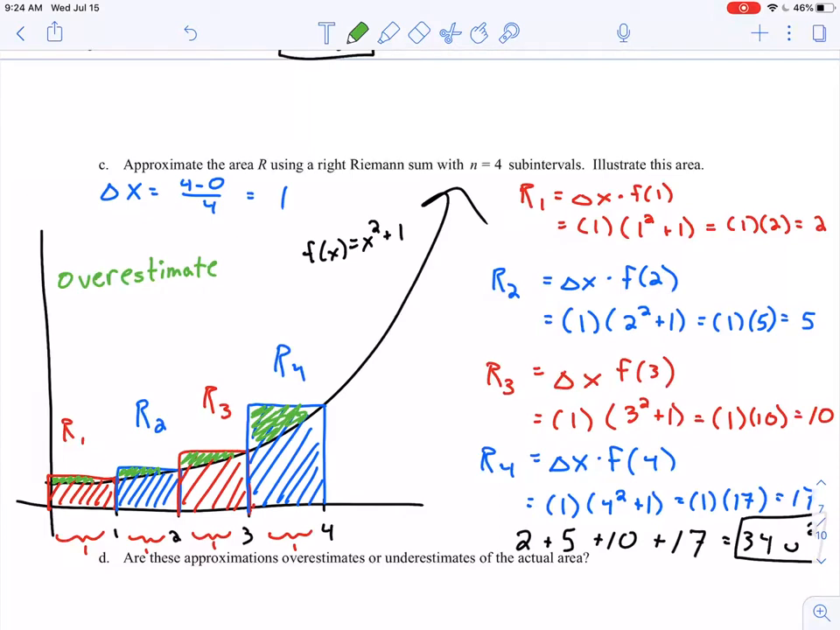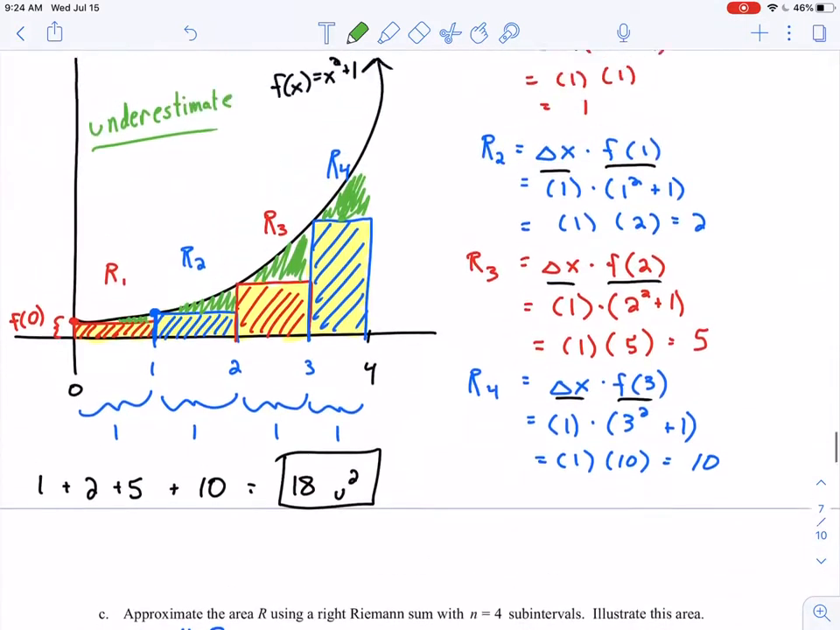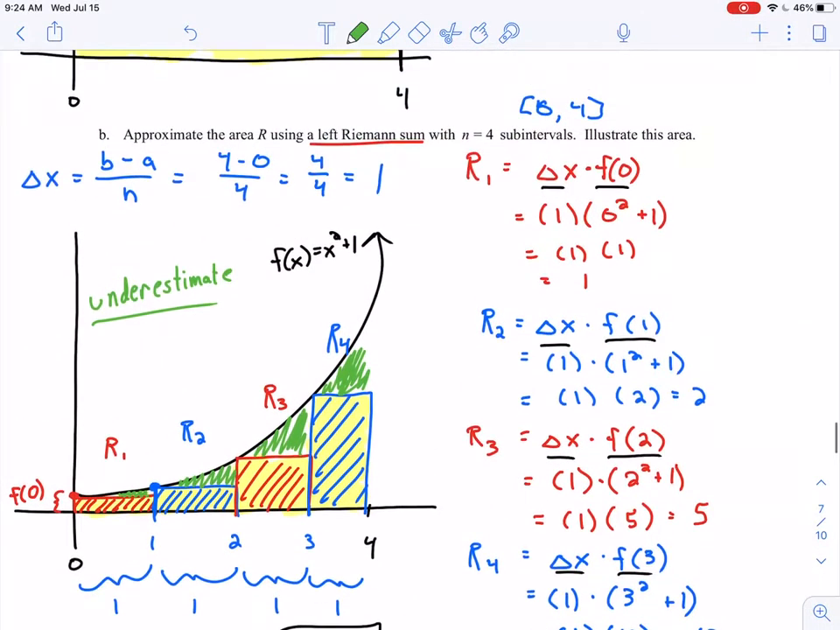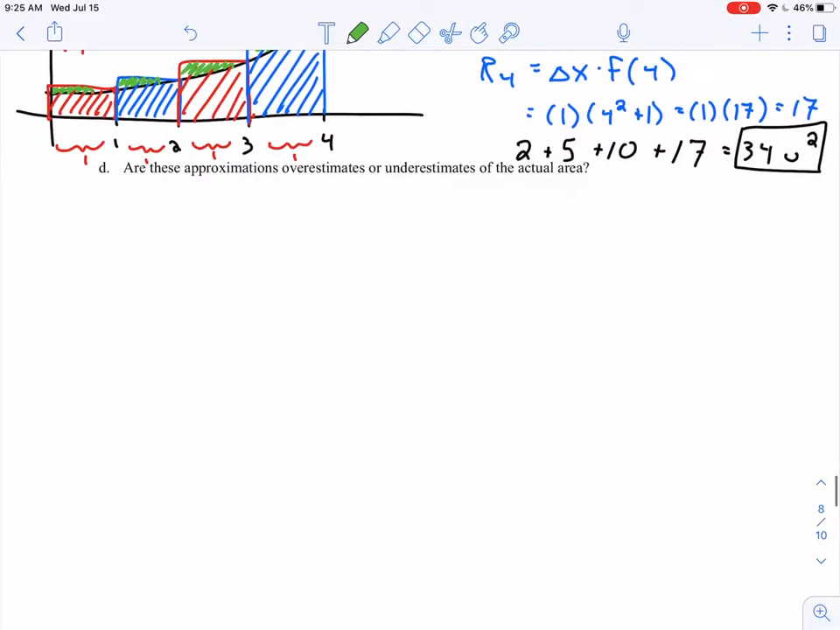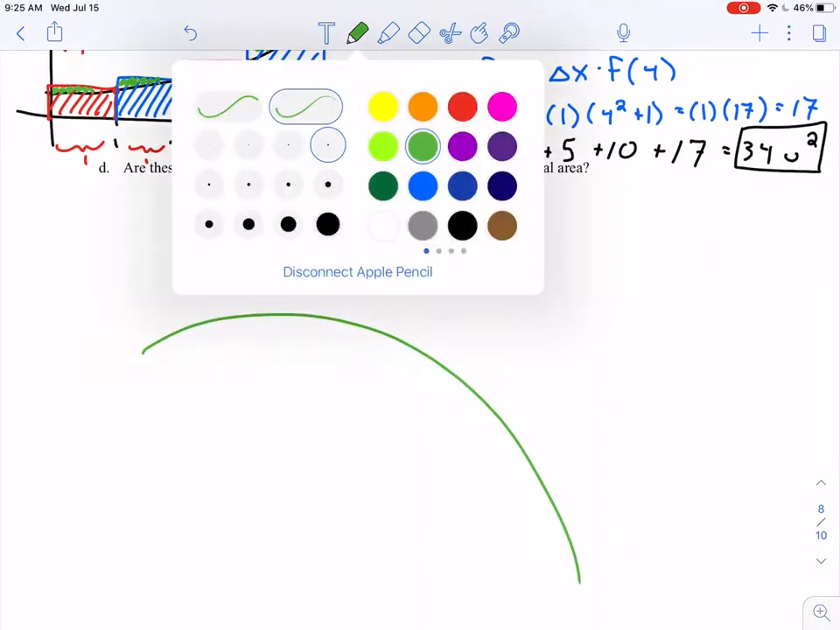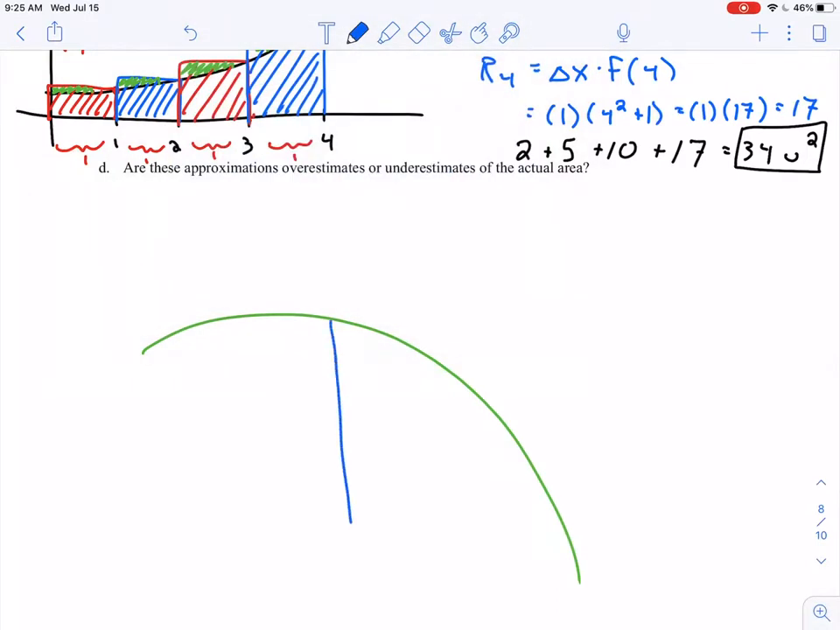So be careful. The one thing I will leave you with here is that left Riemann sums will not always necessarily be underestimates. It just works out that way because this is an increasing function. If you had, say, a decreasing function, and I'll actually draw that in. If I had a decreasing function, something that looks like this, if you were to draw in a left sum, you would actually be overestimating here.